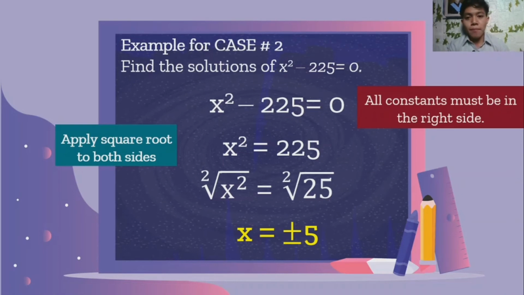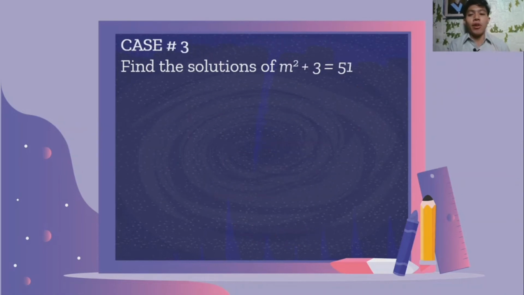Okay? Case number 3 tayo. So, find the solutions of m squared plus 3 is equal to 51. Kopyahin muna natin. M squared plus 3 is equal to 51.